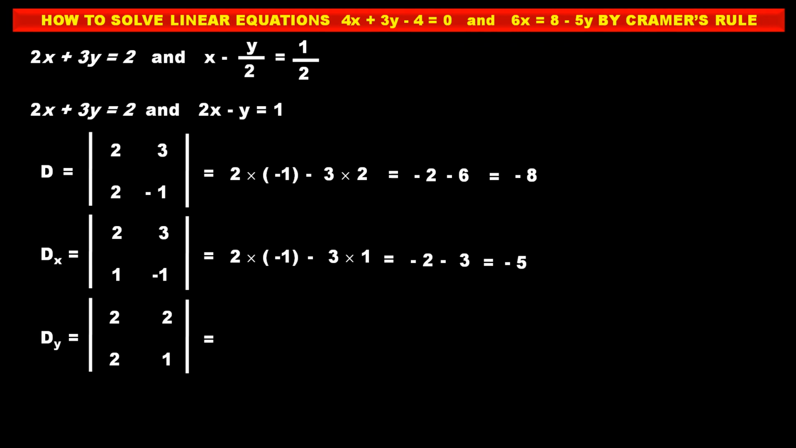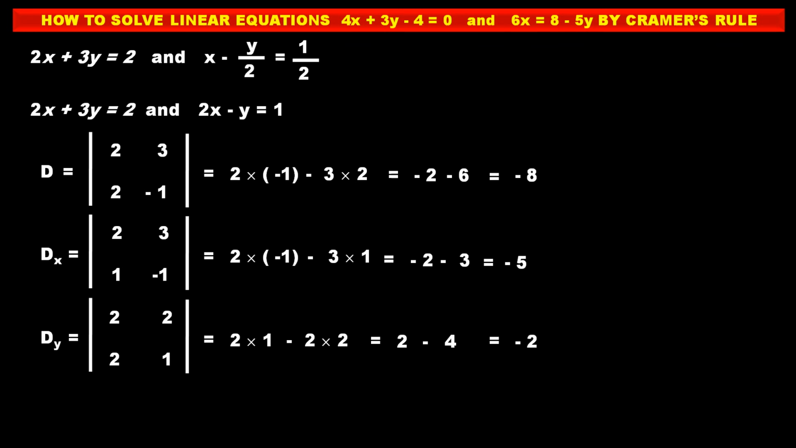Its value is equal to, in the first term, the product of the elements in the principal diagonal, 2 into 1, minus, for subtraction, in the second term the product of the elements in the secondary diagonal, 2 into 2. Solving these products, 2 ones are 2, minus 2 twos are 4. Solving this subtraction, we get 2 - 4, that is -2. So this is the value of Dy.